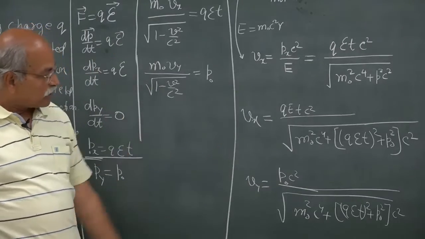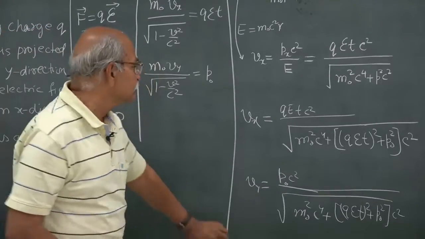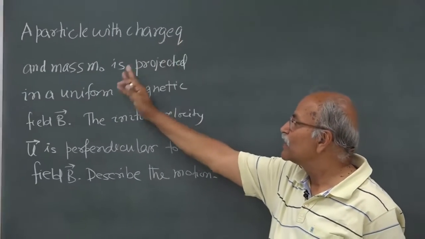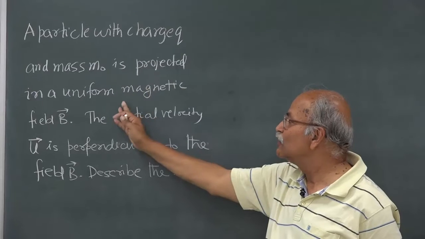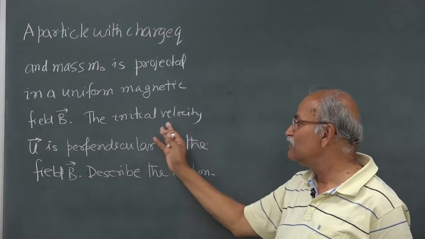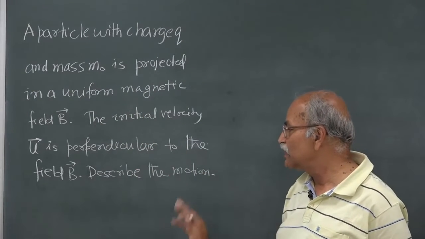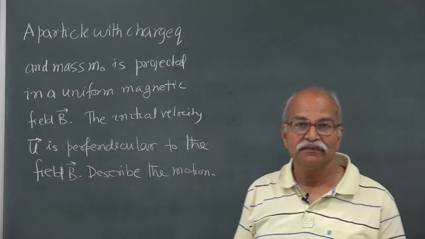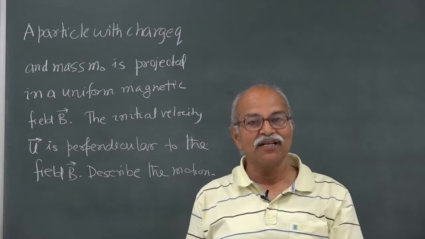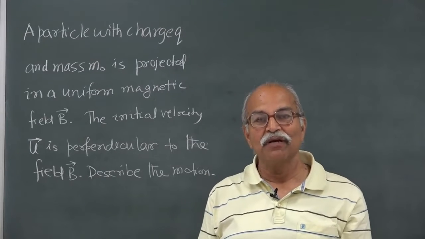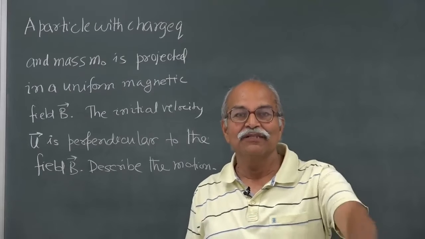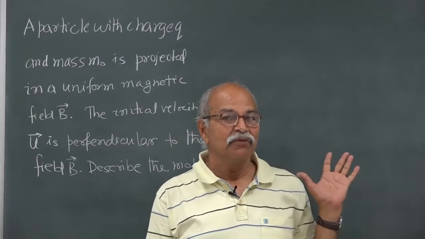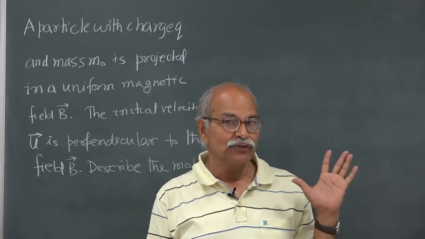Now, let me go to one more problem. Here is the problem. A particle with charge q and mass m naught is projected in a uniform magnetic field B. The initial velocity u is perpendicular to the field B. Describe the motion. This is a very standard problem: a charged particle projected in a magnetic field perpendicular to it goes in a circle with angular frequency qB by m. Same problem here, but now relativistic equations are to be used.